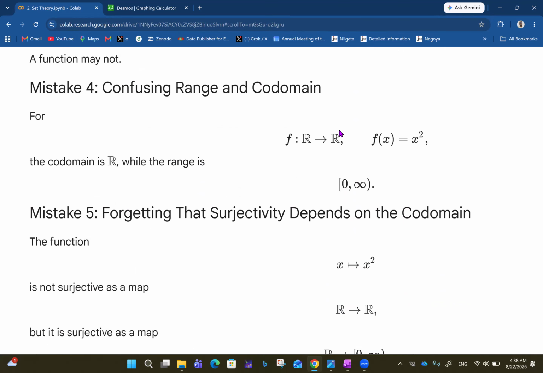Mistake 4, confusing range and codomain. For f from R to R, f of x is equal to x squared. The codomain is R, while the range is 0 to infinity.